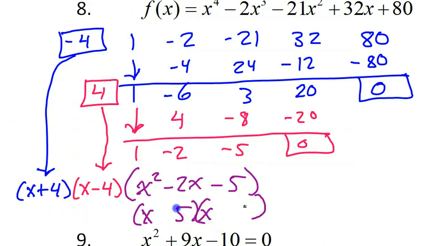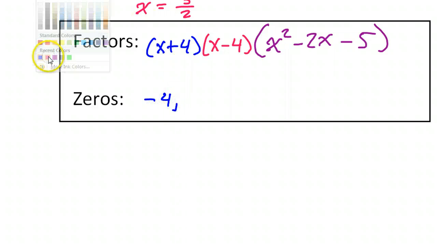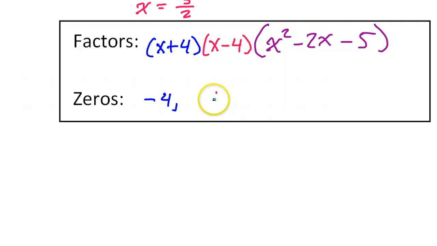x times x, 5 times 1. Inner 5, outer 1. There's no way to get -2 out of that. So this is unfactorable. So first of all, this is now completely factored. I'm going to put it in the answer box. And of course the x plus 4 came from a 0 of negative 4. The x minus 4 came from a 0 of positive 4.